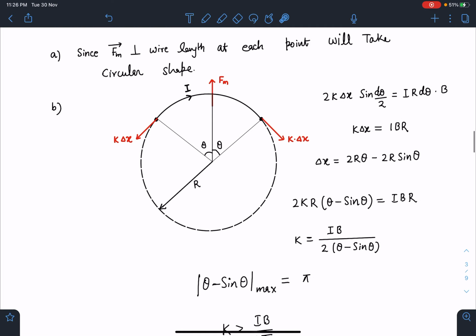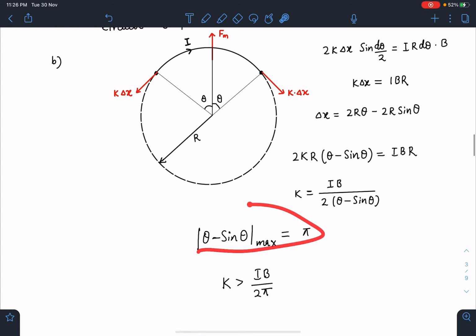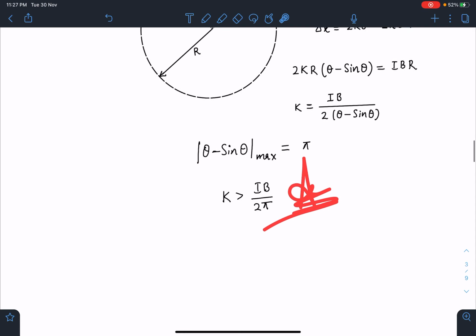When theta becomes pi, we can take the maximum, where sin theta is 0. So the maximum value of this function comes out to be pi here. If I substitute this in the denominator, then we are going to get k greater than IB by 2 pi, and this is going to be the final answer for this problem.